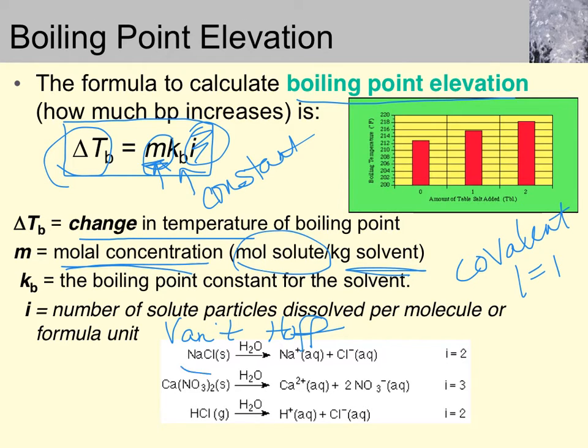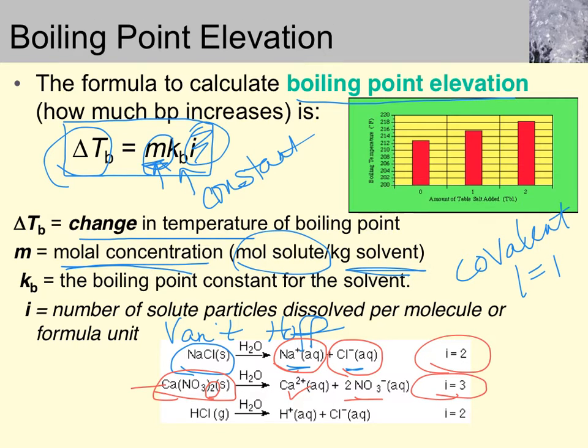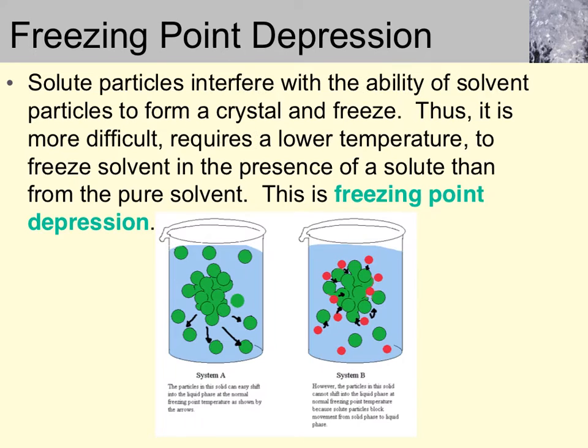But for ionic compounds, let's look at sodium chloride. What happens when you dissolve an ionic compound in water? It immediately separates into the individual cations and anions. So for sodium chloride, how many particles do you get for every 1 sodium chloride you dissolve? You get 2. So the van't Hoff factor is 2 for sodium chloride. Calcium nitrate breaks apart into 1 calcium and 2 nitrate ions. That's a total of 3 ion particles, so the van't Hoff factor would be 3 for calcium nitrate. So we'll work with that some more. That's kind of a new concept for you.